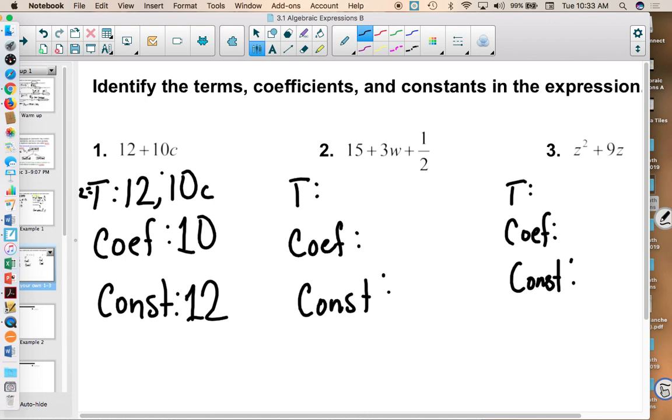Okay, everybody understands the coefficient is that number attached to the variable. The constant is the number that never changes. When you see the 10C, that means I'm gonna multiply 10 by whatever C is. And I don't know what C is, but the 12 will always be 12, okay?